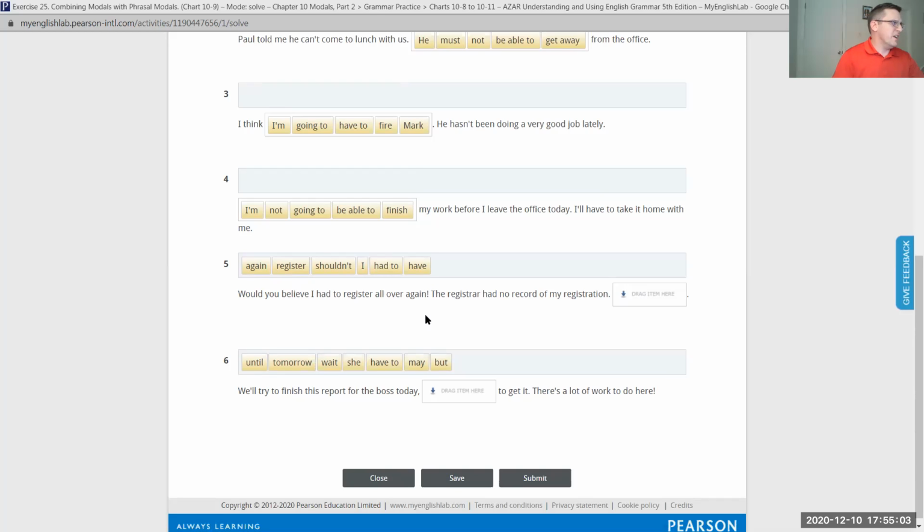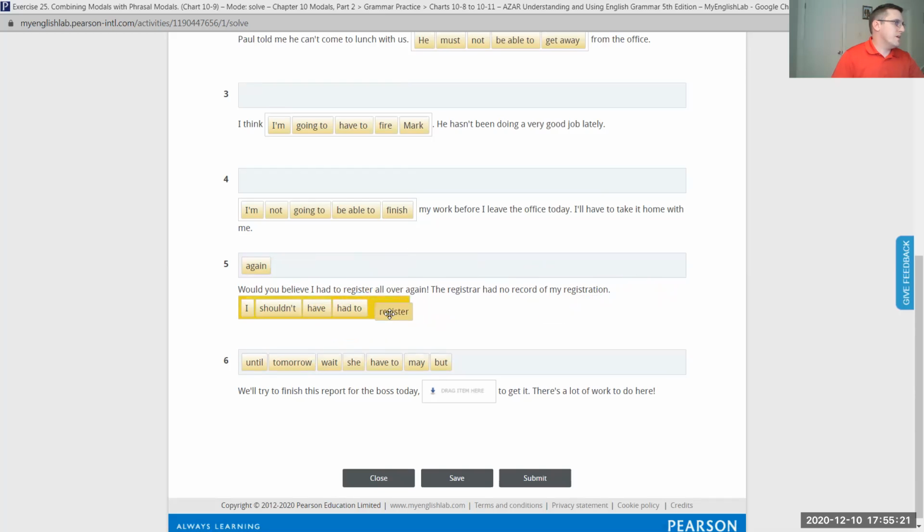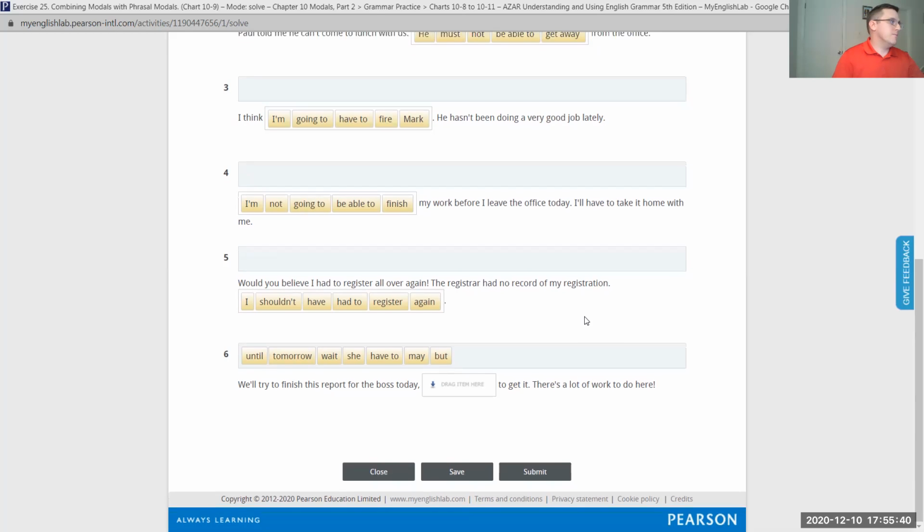Would you believe I had to register all over again? The registrar had no record of my registration. Subject, I, modal, shouldn't, helping verb, have, another phrasal modal, had to, main verb, register again. I shouldn't have had to register again. So with the modal should in the past tense, we use should have. I should not have had to register again.